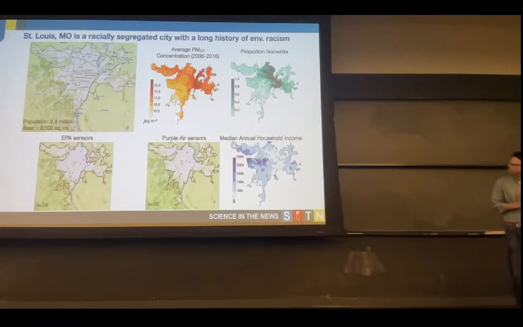If we look at the decadal average of air pollution PM2.5, you see that concentrations are generally highest in East St. Louis. In the last column, you see data from the census. Here we chose proportion non-white, where non-white in this city is largely Black African Americans. The darker colors are more non-white, the lighter colors are more white. It's a very segregated city where half the city is basically one race and the other half is the other, and the household income mirrors that.